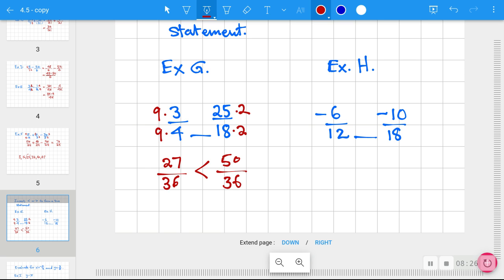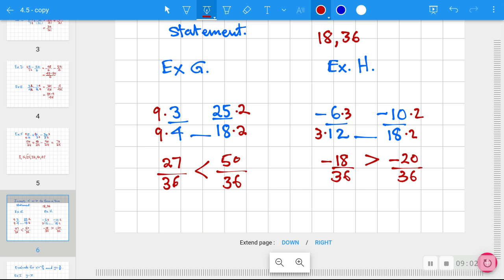Okay, I think on this one here, if we take the 18, oh gosh, what are the multiples of 18? 18, 36, that's a multiple of 12. We're in business here. So double that and triple this one. You get negative 18 over 36. And over here you also get 36. Negative 20. The one that's further to the left is at negative 20, so it's a smaller one.